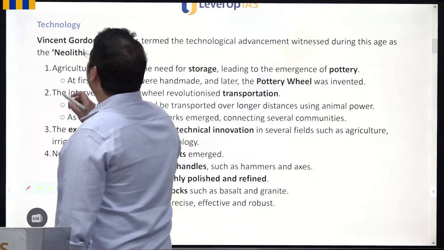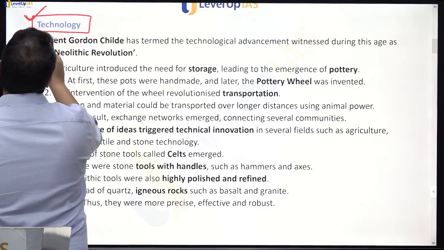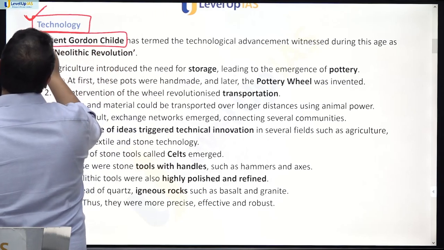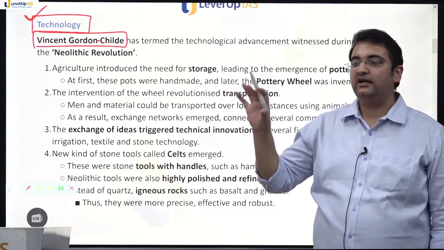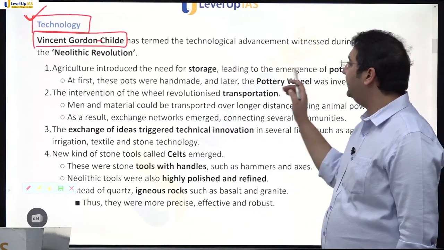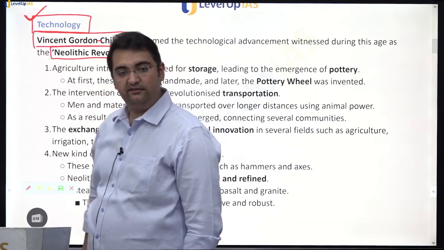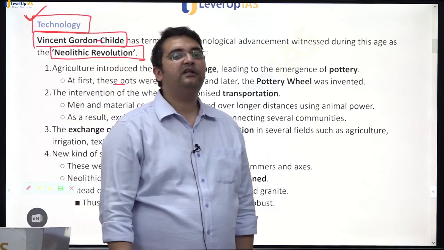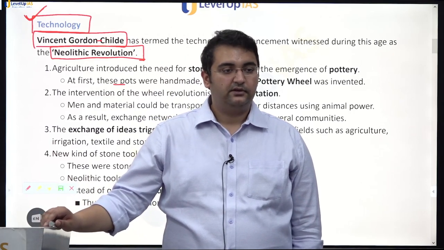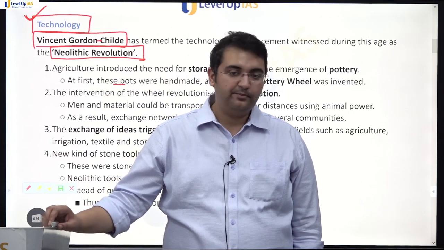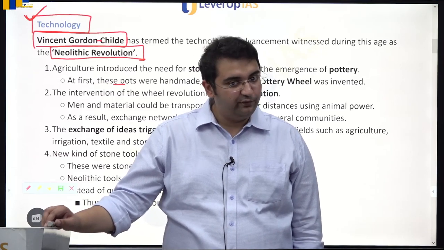Okay. Now, coming to the technological changes. There was an Australian historian, Vincent Gordon Childe. He has termed the technological development that took place during the Neolithic age as a revolution. He calls it the Neolithic revolution. Okay? So what was the most revolutionary change that happened during this period? A new source of food had become available. Food grains, cultivated food, right?